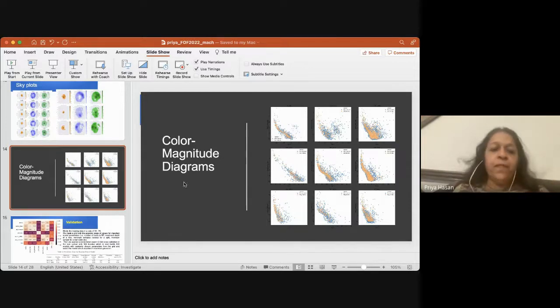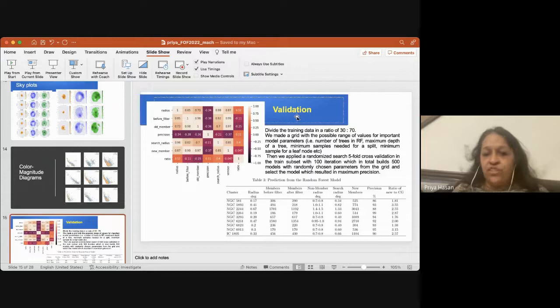Now, we used some methods of validation for the training set. The simplest one was that we divided our training set in a ratio of 30 to 20, and we tried to check how well we could retrieve the training set data when we ran our simulations. And we did that in quite a good way. You can see we have estimated the precision, which ranges from 85% to 95% in this method.